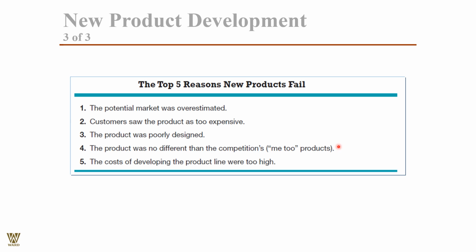The product was poorly designed. The product had some pitfalls and flaws in it. The product was no different than the competitor's me too product, probably only higher priced. The cost of developing the product was very high. This is limiting, because if your cost was very high, to achieve even a break even point, the price might become very difficult. It might become a little too steep.